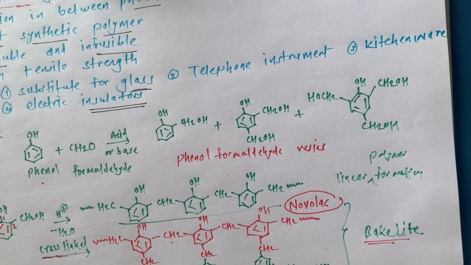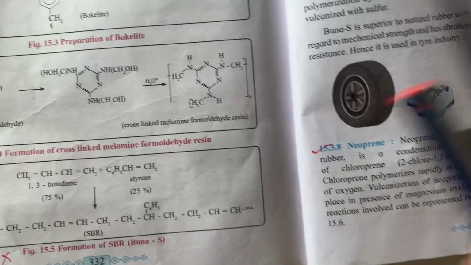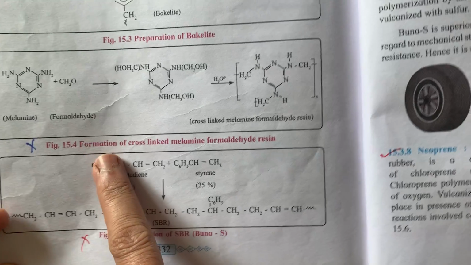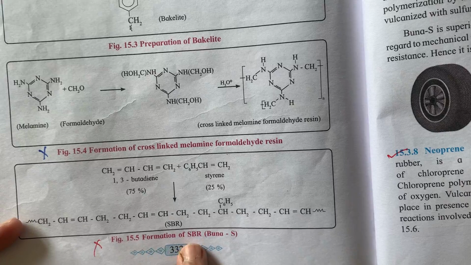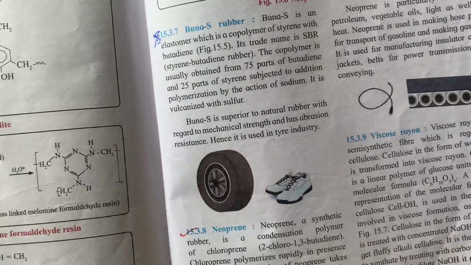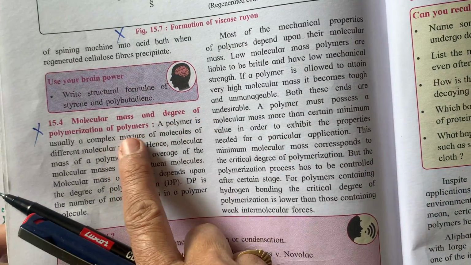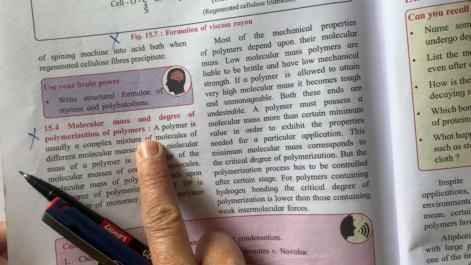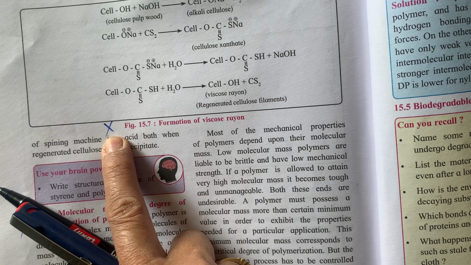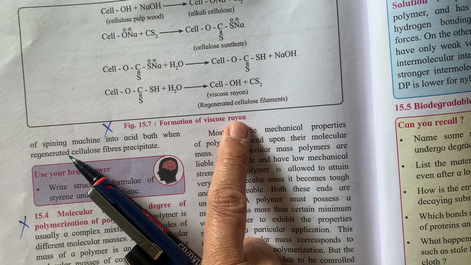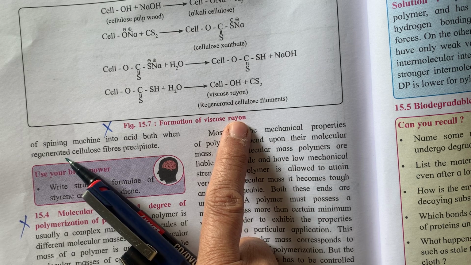Okay. Now, from here onwards, see, a few topics are omitted from our syllabus. The topics omitted from the syllabus are: formation of cross-linked melamine formaldehyde resin, then formation of Buna-S, then molecular mass and degree of polymerization of polymers, and the formation of viscose rayon. Please remember all these things and mark them in your textbook. So when you study, you will come to know which is the omitted syllabus. Thank you, students.